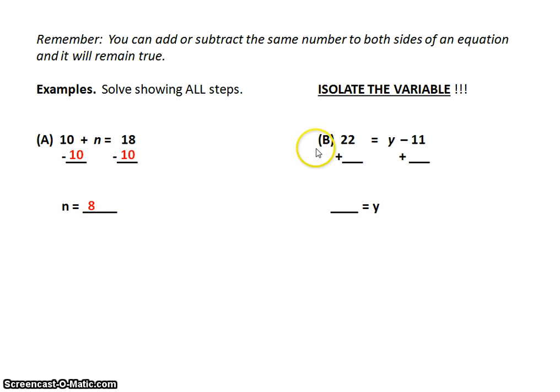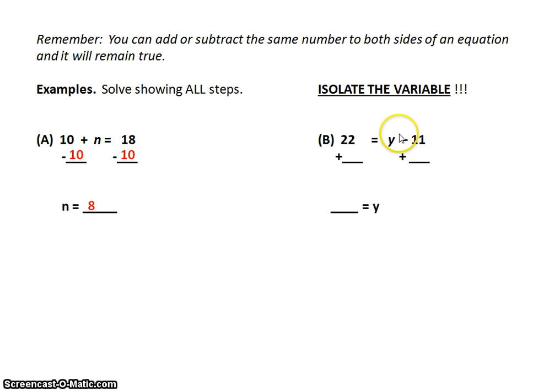In example B, I have 22 equals y minus 11. Again, we want to isolate the variable y. We want to get it by itself so that our answer is on the opposite side of the equal sign. So, in this equation, 22 equals y minus 11, y is on the right-hand side, and it is not by itself. From y we are subtracting 11.